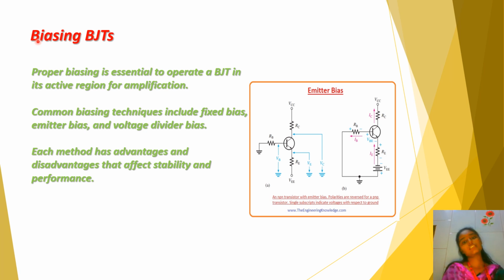How is biasing achieved? By DC voltages, forward and reverse biasing, and biasing circuits with resistors. Common biasing configurations: base bias, which means fixed bias; emitter bias, which means self bias; and voltage divider bias. These are the biasing methods for BJTs.